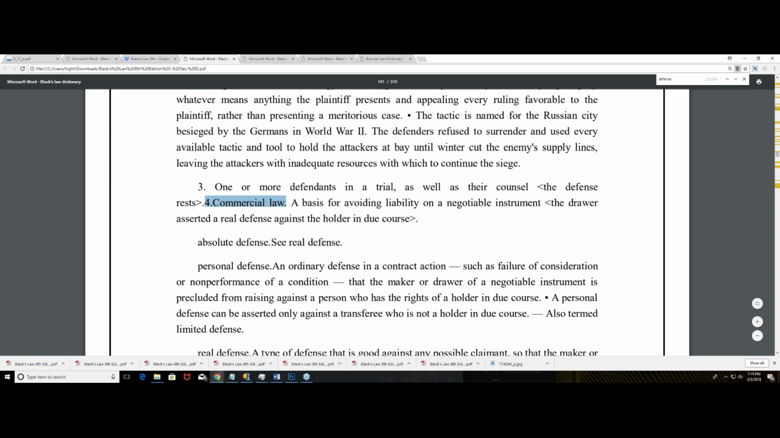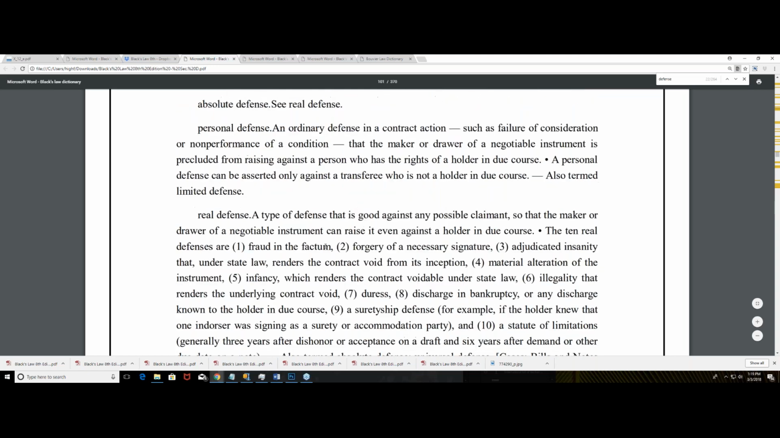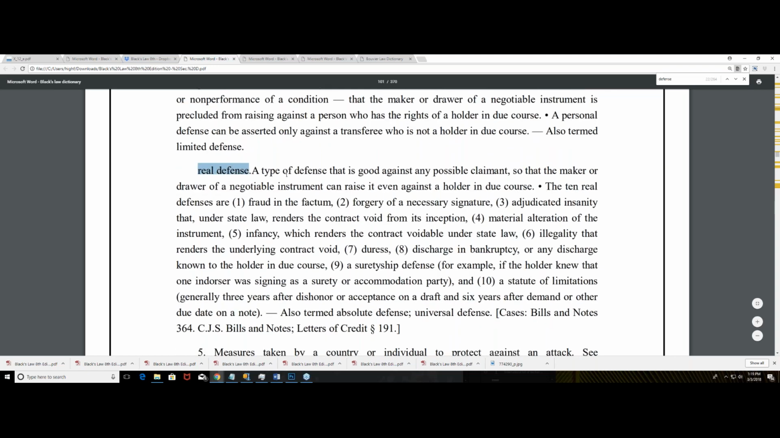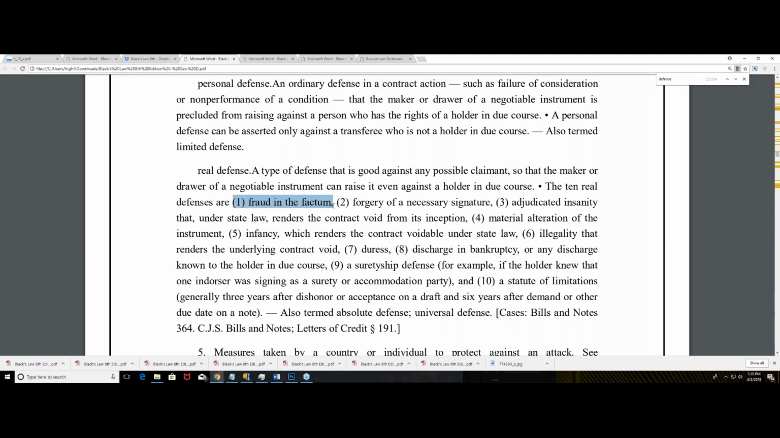Absolute defense, real defense. Real defense, right here. A type of defense that is good against any possible claimant, so that the maker or drawer of a negotiable instrument can raise it even against the holder in due course. The 10 real defenses are: 1, fraud in the factum. That's what you should study when you've been fooled or induced into signing something and you weren't told it was a negotiable instrument. 2, forgery of a necessary signature.